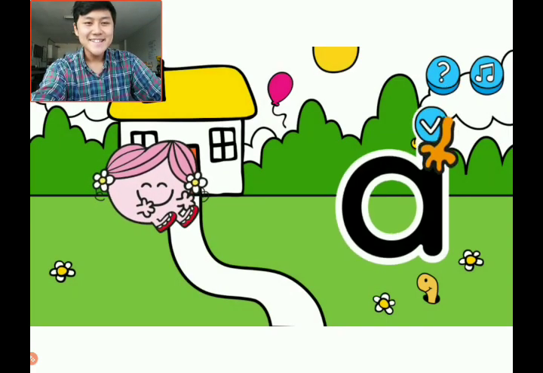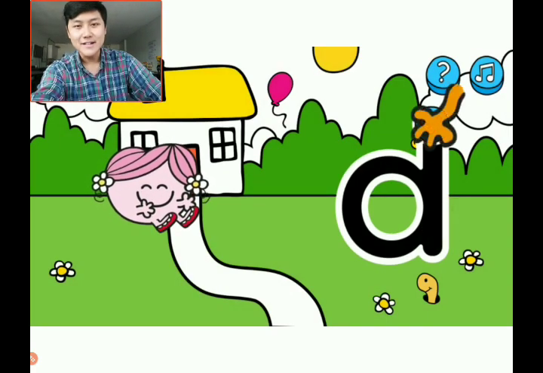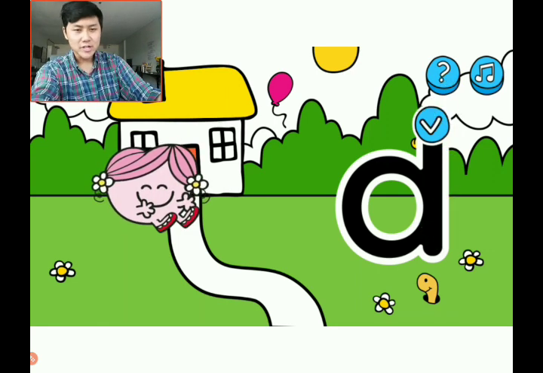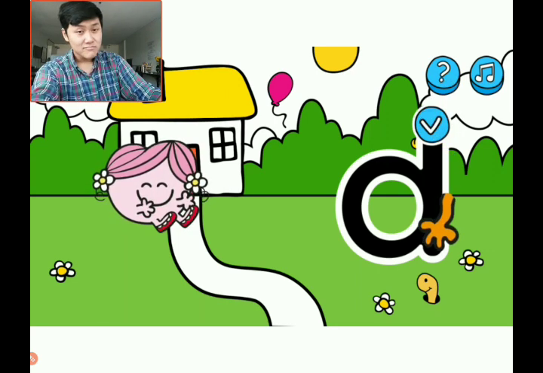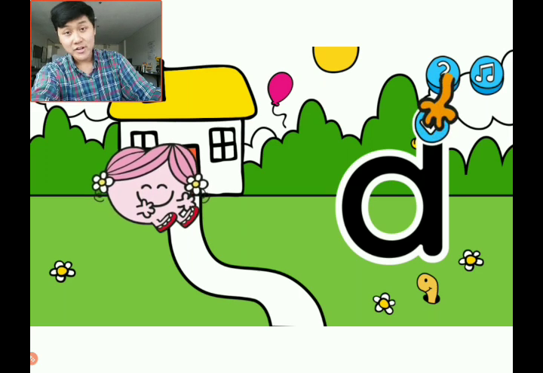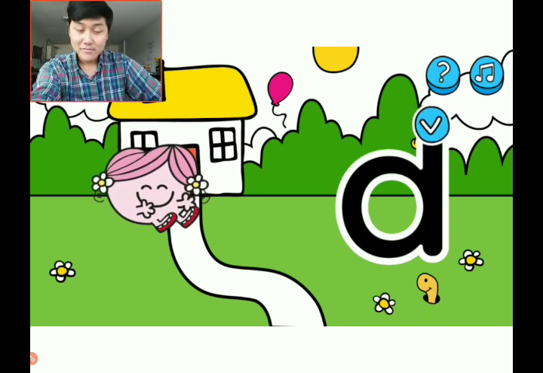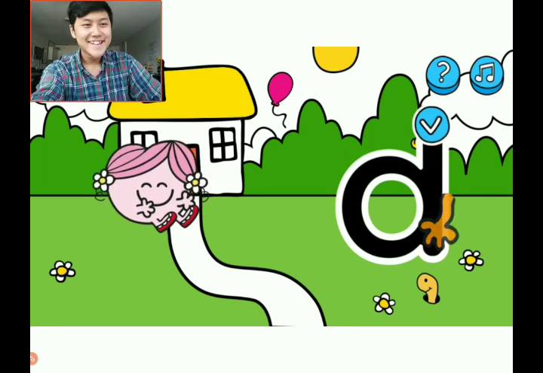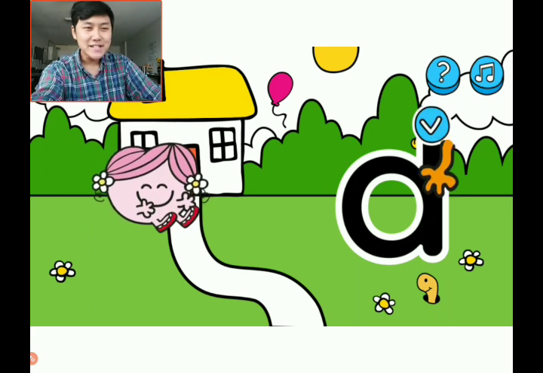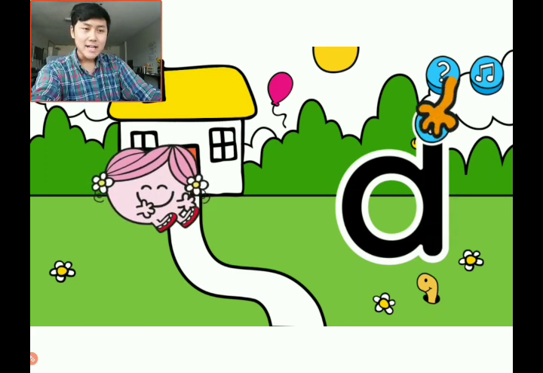D, that's Little Miss Hug. And it looks like she's reaching out to hug somebody. I don't know who, but I would appreciate a hug, Little Miss Hug. So, hit me up.